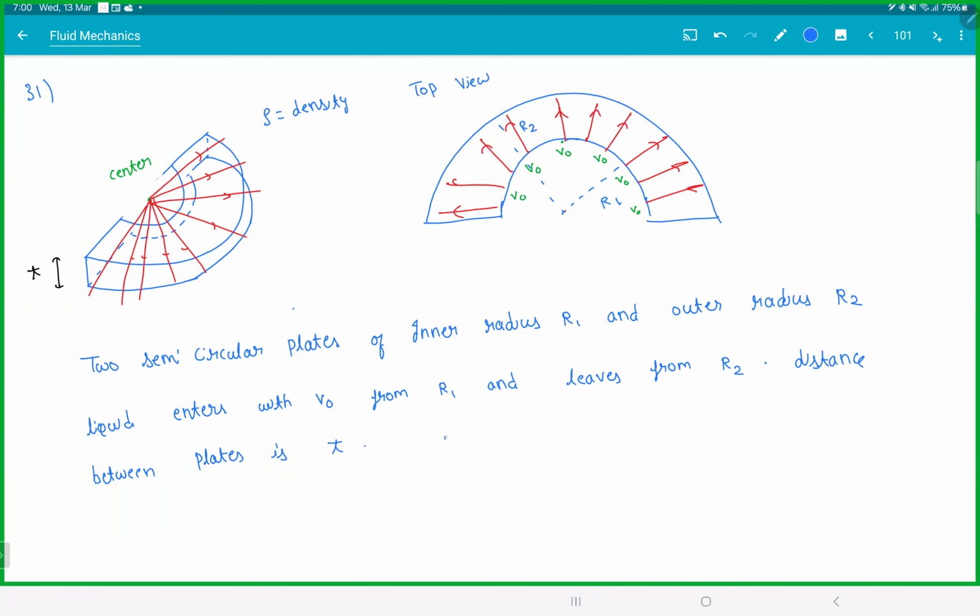First question. Find the speed of the fluid as a function of distance X. X is the distance from the center. So the value of X lies between R1 and R2. Are you able to visualize how the liquid is going? It will spread out in a semicircular shape, right?